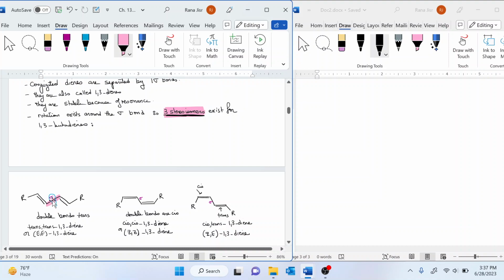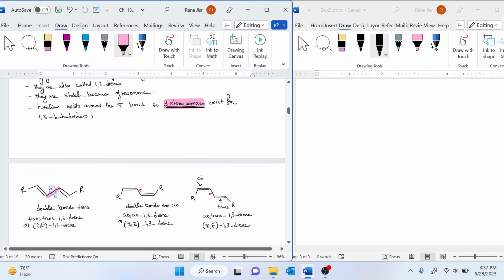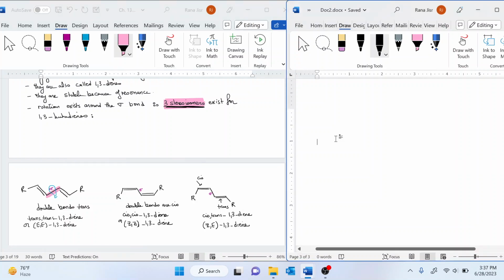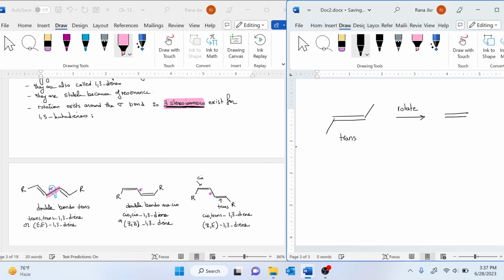Don't forget that whenever you have a sigma bond, you do have a rotation around that sigma bond. Sigma bonds can undergo rotation. Pi bonds cannot undergo rotation. Just to refresh your memory, if you have just a system of one double bond, and let's say you have two groups around that double bond, you cannot say that I'm going to do rotation and go from the trans to the cis. This doesn't exist, okay? You cannot do rotation around a pi bond.